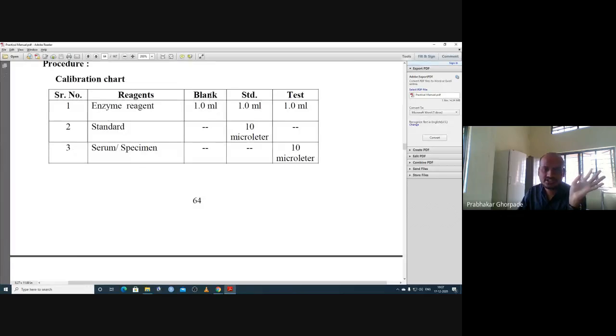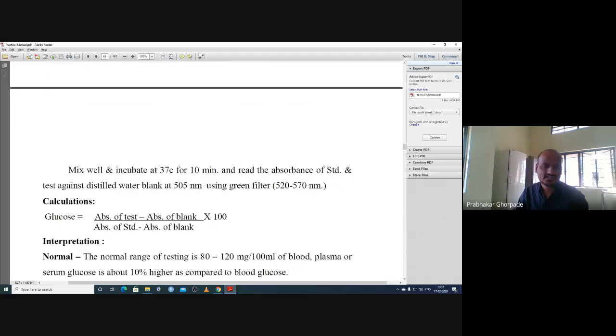So with this equation, three tubes are ready with us. Whenever we are going to do the practical in our lab, we should prepare these tubes: blank, standard, and the test. Next, mix well and incubate at 37 degrees Celsius for 10 minutes. Why incubate at 37 degrees Celsius? As human beings, we have 37 degrees Celsius as the body temperature. Most enzymes like to work at 37 degrees Celsius, which is the temperature optimum for that enzyme. That is why we use this temperature, and we are giving 10 minutes for the reaction to occur.